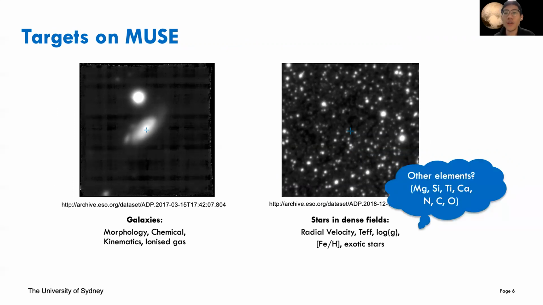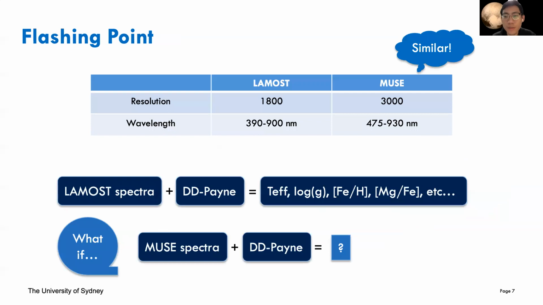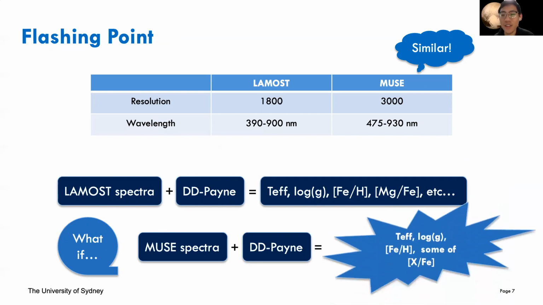However, until now, there is not a good way to derive stellar labels of stars in such a dense field. For LAMOST spectra, in combination with The Payne, which is a well-trained neural network model, we can derive more than 20 stellar labels. MUSE has similar properties to LAMOST. What if we apply The Payne on MUSE spectra? Well, the answer is yes, for some of the elements.